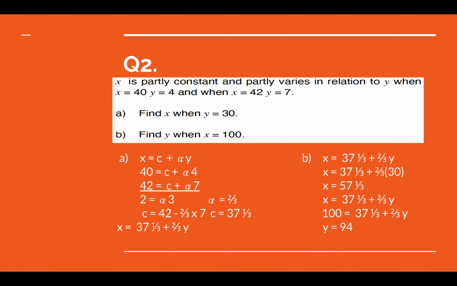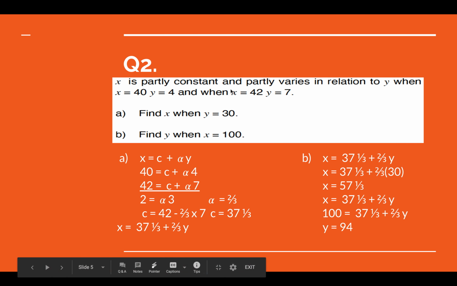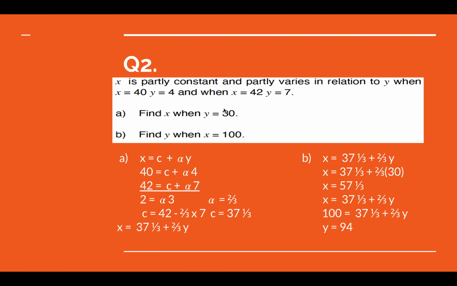In this exercise, we are given that X is partly constant and partly varies in relation to Y. When X is equal to 40, Y is equal to 4. And when X is 42, Y is 7. So what we have to be able to do after learning partial variations is to interpret this sentence written in English and then translate it to actually writing the formula down in mathematics.